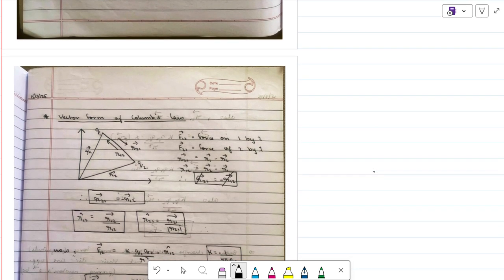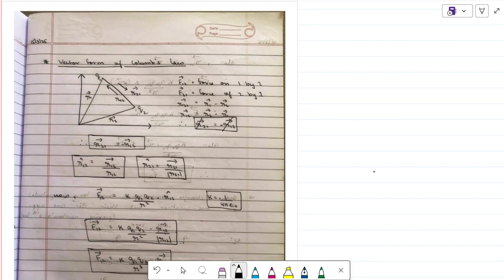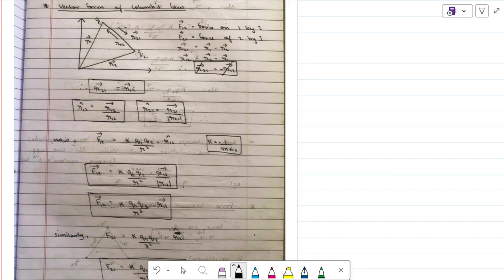Now vector form of Coulomb's law. Again, the derivation is not important. You just need to remember these two final equations.